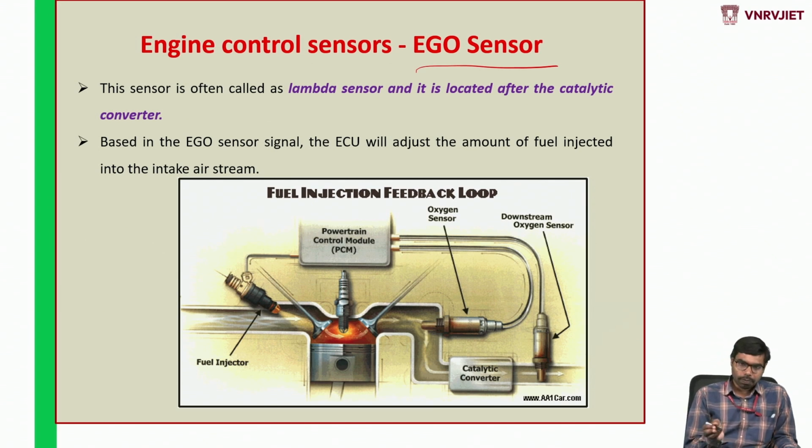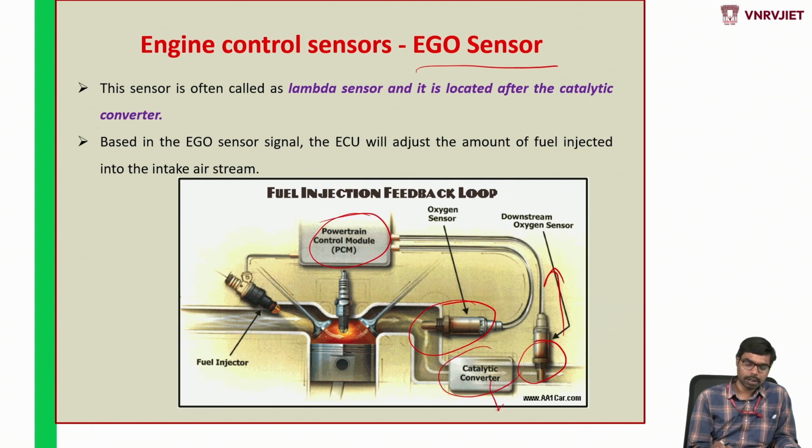Before going into the details about this sensor, you can look at the position of this sensor. The sensor is present both before the catalytic converter and after the catalytic converter, so two oxygen sensors are present here. Basically, we take the input from the sensor before the catalytic converter, which is transferred to the ECU, and the one after is also given to the ECU. This is basically used to understand the catalytic converter performance.